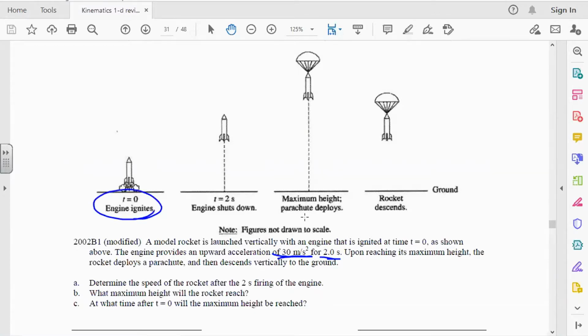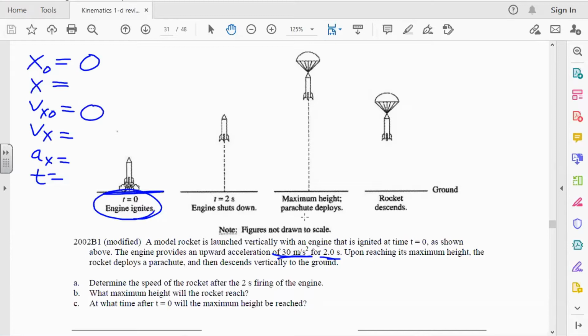So if I list out all my variables, if I want to use a kinematic equation, I know I showed you in class how to use a velocity time graph for this, so I'm going to show you the kinematic equation way here. So I know it starts at a position of 0 because it's on the ground. The initial velocity is 0 because it hasn't launched yet. It has an acceleration for 2 seconds of 30 meters per second squared. And what I'm looking for is the speed.